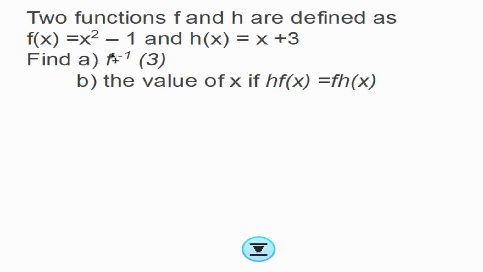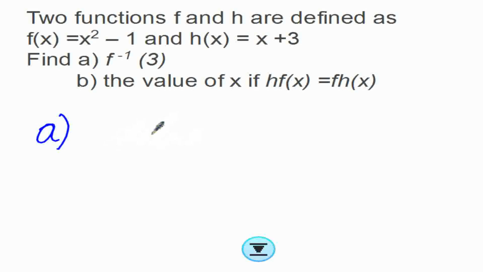Find part A, the inverse of f at x equals 3, and part B, the value of x if hf equals fh. Let's start with part A. Part A is telling us to find the inverse.